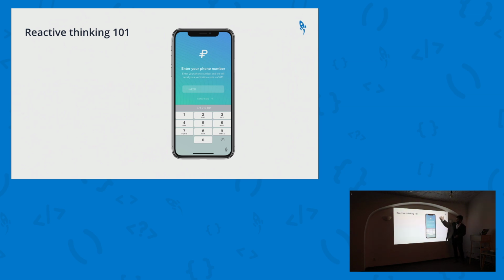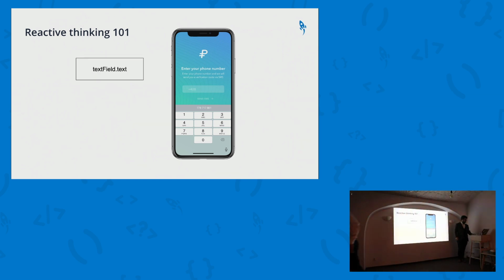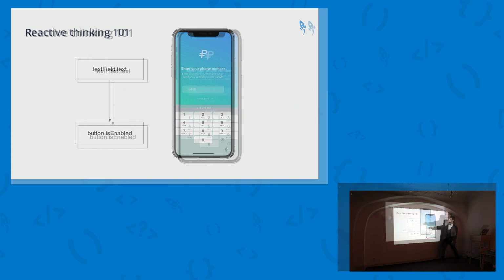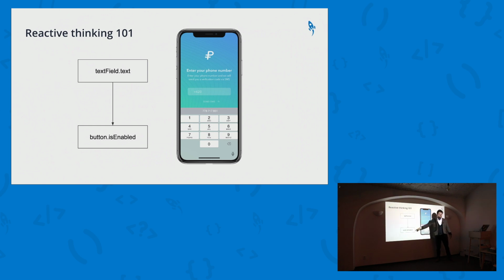This is a generic screen which has one text field and one button, and we see that as the text field is empty, the button is disabled. And how this works is that we have the text field text, which is what we call the publisher, and it creates events each time the user enters text. And then we have the button is enabled, which is the subscriber, which updates in accordance to what goes inside.